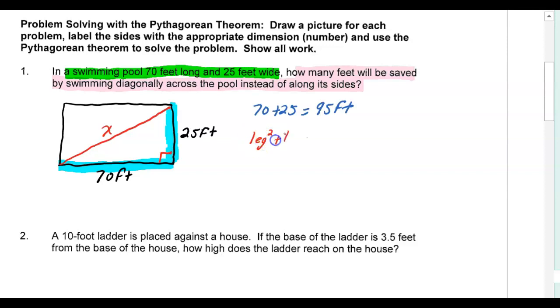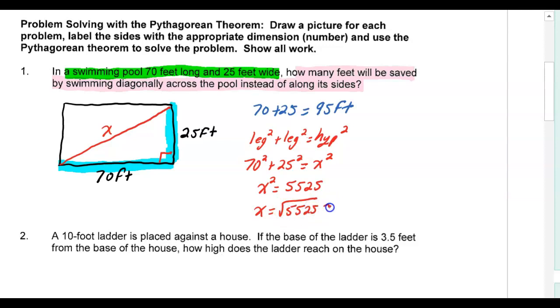Leg squared plus leg squared is equal to hypotenuse squared. So 70 squared plus 25 squared is equal to x squared. Using my calculator, I get x squared is 5,525. So x is equal to the square root of 5525. And using my calculator, that is approximately 74.33 feet. Now the question did say how many feet were saved.